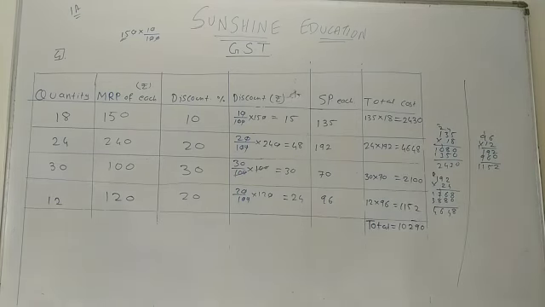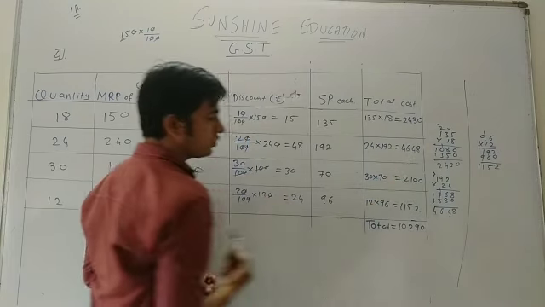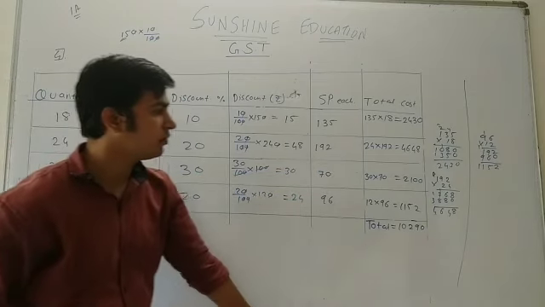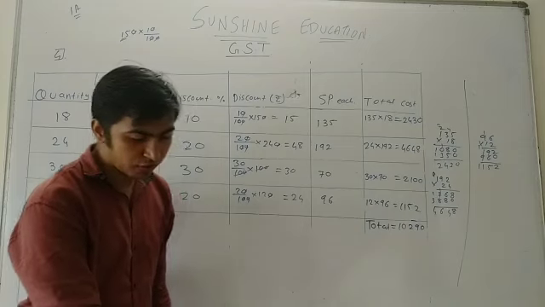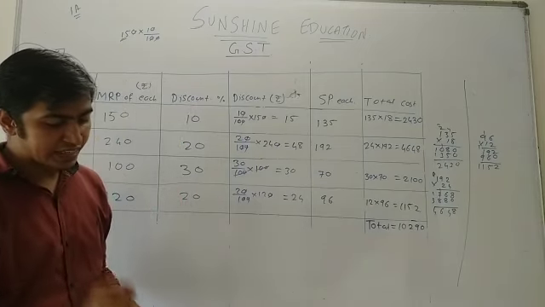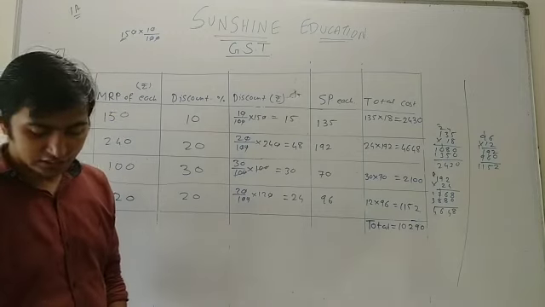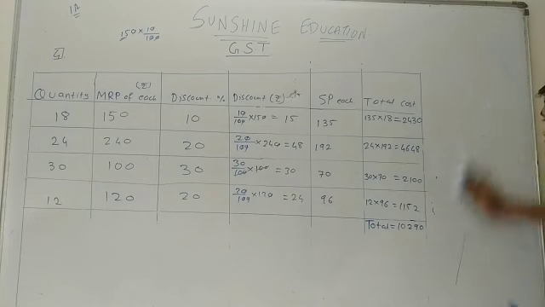After multiplying all the numbers, I get this total. Total cost is 10,290. I have multiplied it to save your time. Total is 10,290. Now read the question. Find the amount of the bill for the following intra-state transaction. The transaction is within the state.